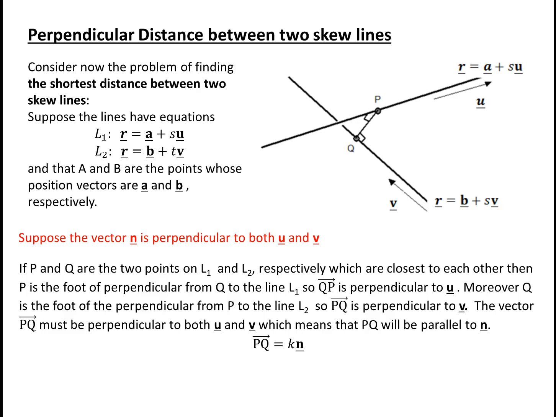Now this means that the vector PQ is also perpendicular to both u and v. And this means that the two vectors PQ and n must be parallel to each other. So we know that the vector PQ must be some multiple of the vector n.